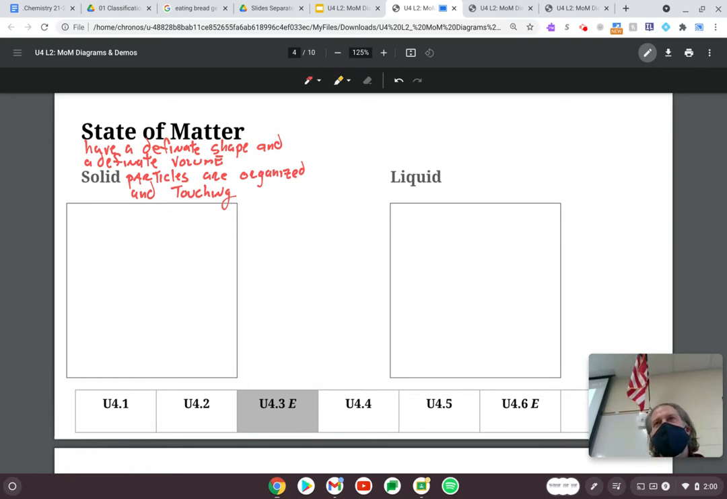When I say something has a definite shape and a definite volume, if I grab something like this calculator here, I can identify that it's in three-dimensional space, a rectangular cube, I guess. I can calculate its volume by measuring its length, width, and height. But its shape doesn't change very much because it's solid. So we would draw the particles of a solid in a very organized fashion and touching. In this instance, I drew 8 boxes to represent 8 particles of a solid, and they are in rows and in columns. That's how we generally draw the solid state of matter in model of matter diagrams.